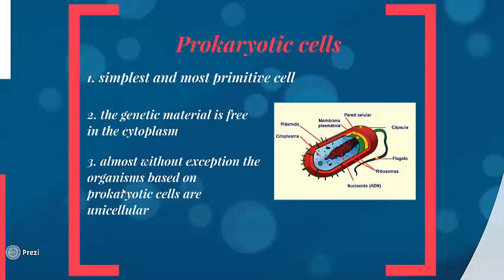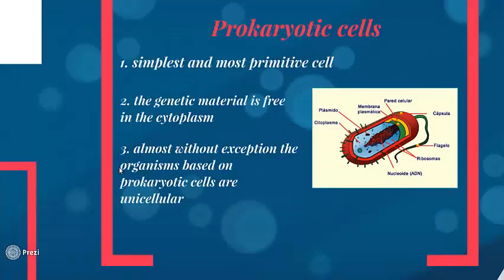Prokaryotic cell. The prokaryotic cell is the simplest and most primitive cell. This type of cell does not have a clearly differentiated nucleus. Its main characteristic is that the genetic material is free in the cytoplasm. They have few cellular organelles and they do not form tissues or organs. Almost without exception, organisms based on prokaryotic cells are unicellular. Bacteria are an example of the prokaryotic cell.